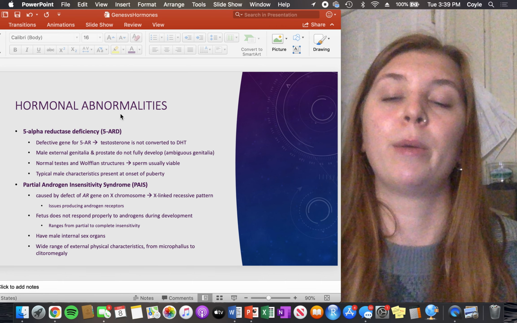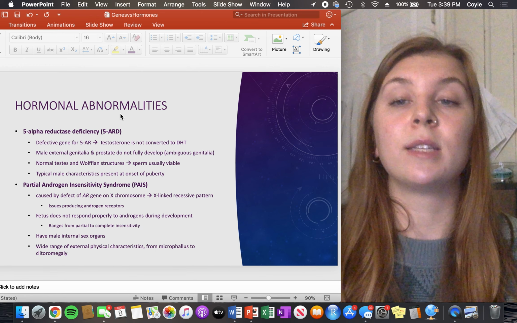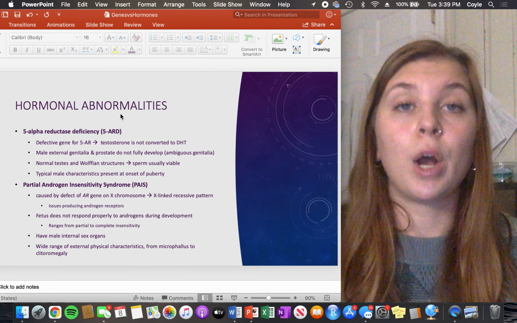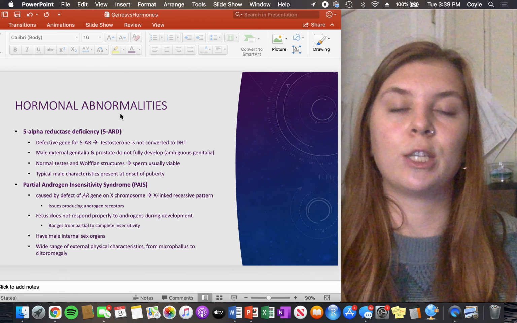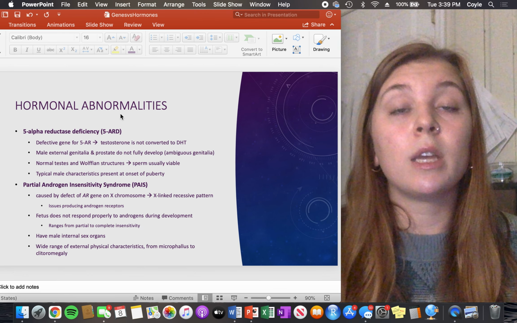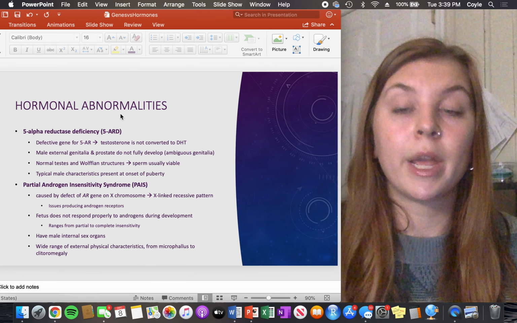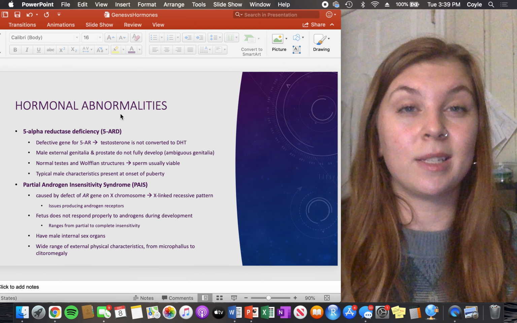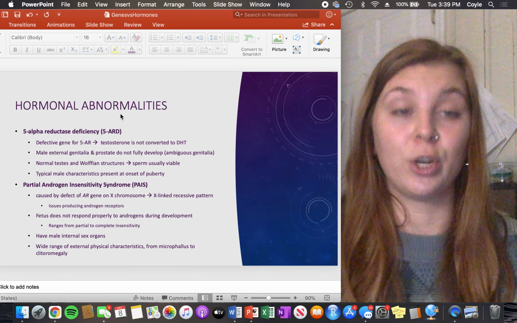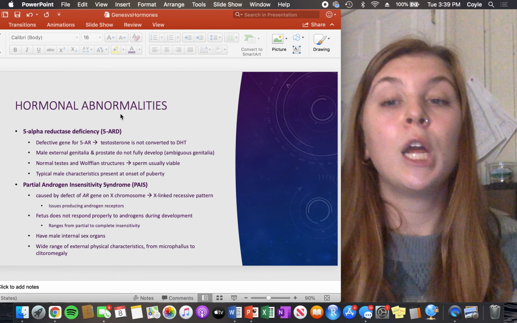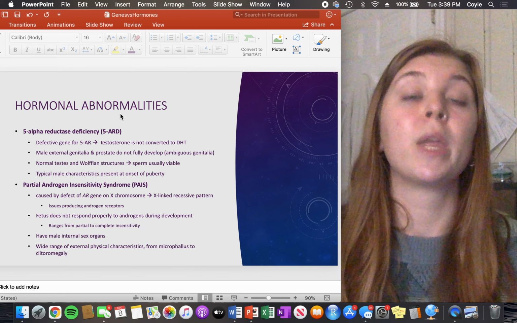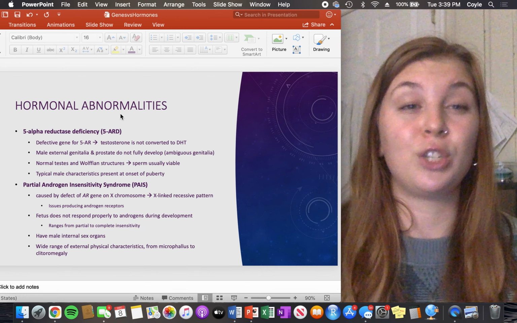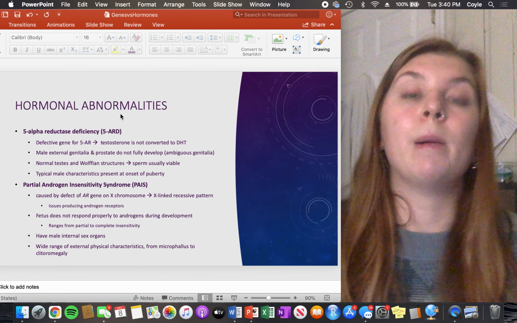The last thing we're going to talk about is partial androgen insensitivity syndrome. This is caused by a defect of the AR gene on the X chromosome, and this is an X-linked recessive pattern. Basically this results in issues producing androgen receptors. This only really affects men because they have the XY, so with any issue on the X chromosome, there's no backup X chromosome to compensate, which is why we see issues in men. So testosterone and DHT aren't super effective, and they don't respond to these androgens during their development as a fetus.